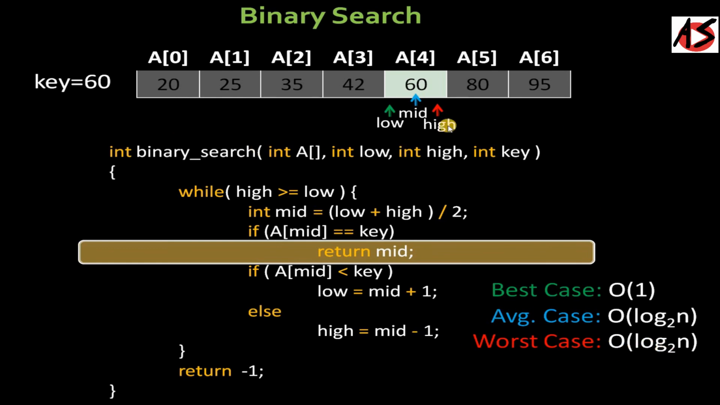So binary search is faster than linear search because in linear search the average case running time is big O of n, while here it is log n. So log n is far less than n comparisons. So this algorithm is faster than linear search. But the limitation of binary search is that first you have to sort all the elements. Then and only then can you use the binary search algorithm. So this is all about binary search.